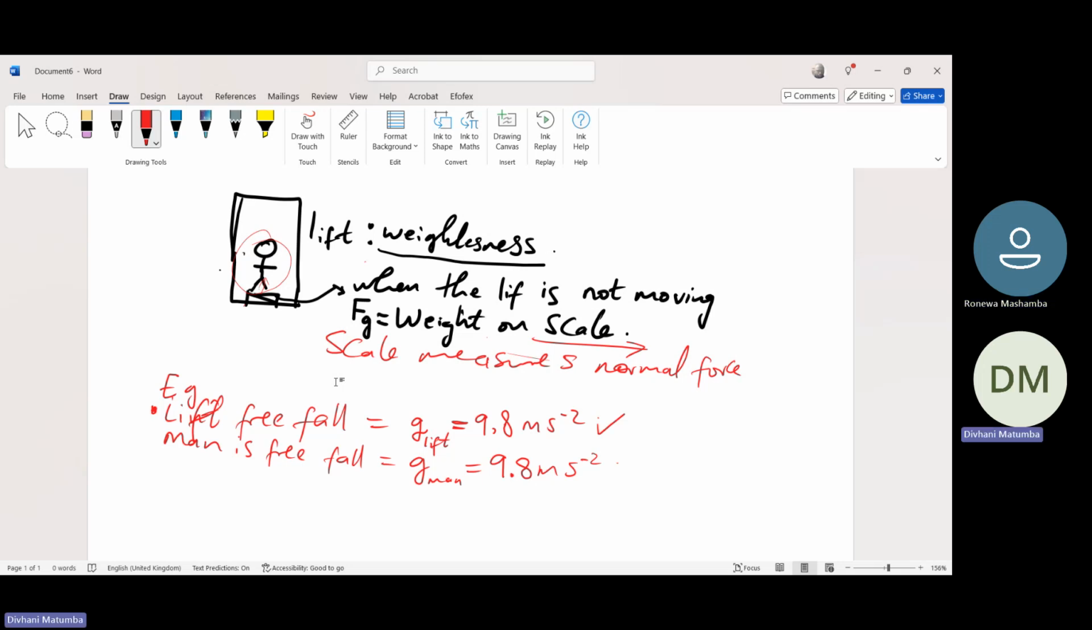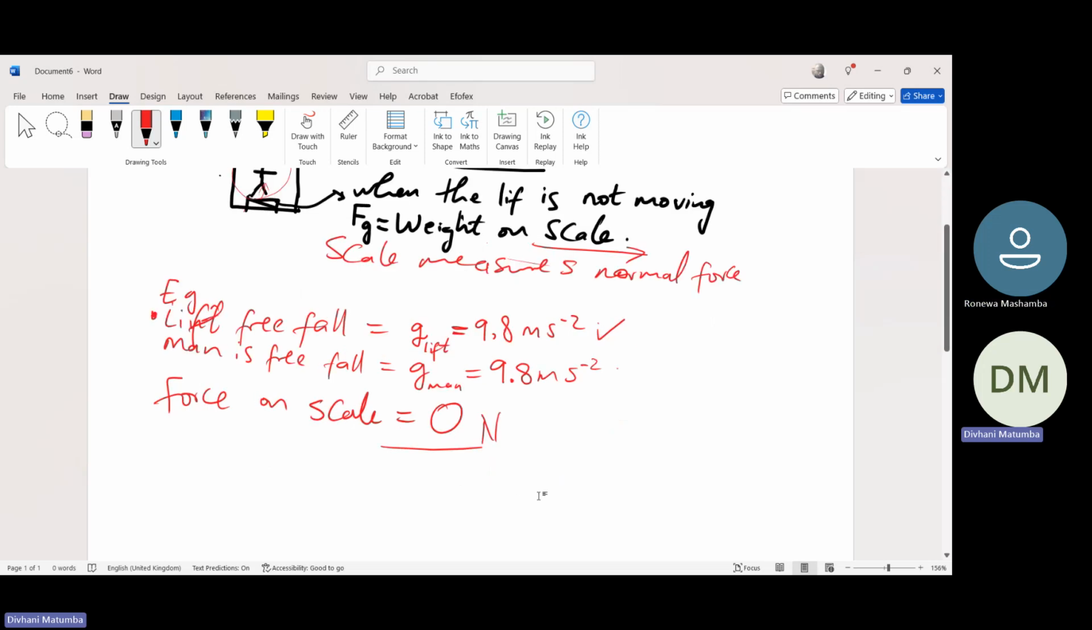So it's the same thing with the lift and the man. If the lift is moving at an acceleration of 9.8 and the man is moving at an acceleration of 9.8, there won't be any normal force. The man won't catch up to the lift. Yes, sir. So the force on the scale will be 0. Okay, so when the force on the scale is 0, this is what we call weightlessness.